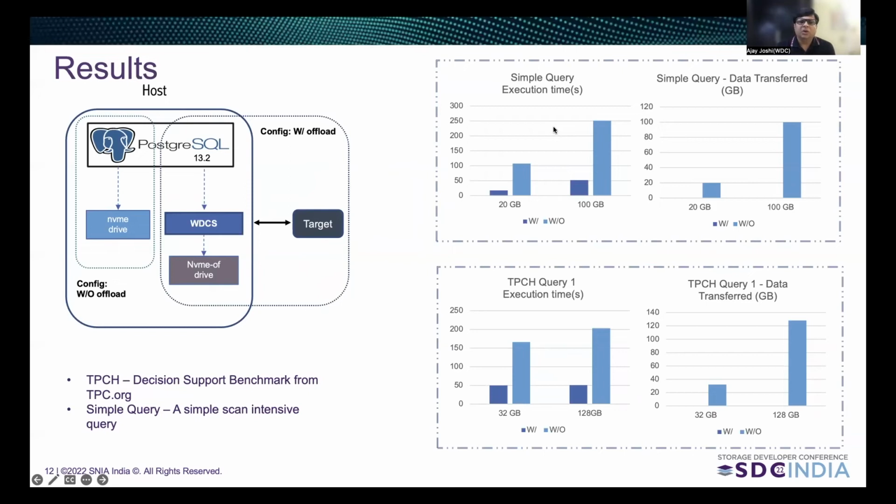The simple query is what I had mentioned in the previous slide, and a TPC-H query. TPC-H is basically a decision support benchmark from tpc.org. It is used to analyze different databases and how they respond to various queries. The definition of TPC-H also contains what the data format is, how it is stored, and what has to be executed for each query. So we ran a simple query as well as a TPC-H query.